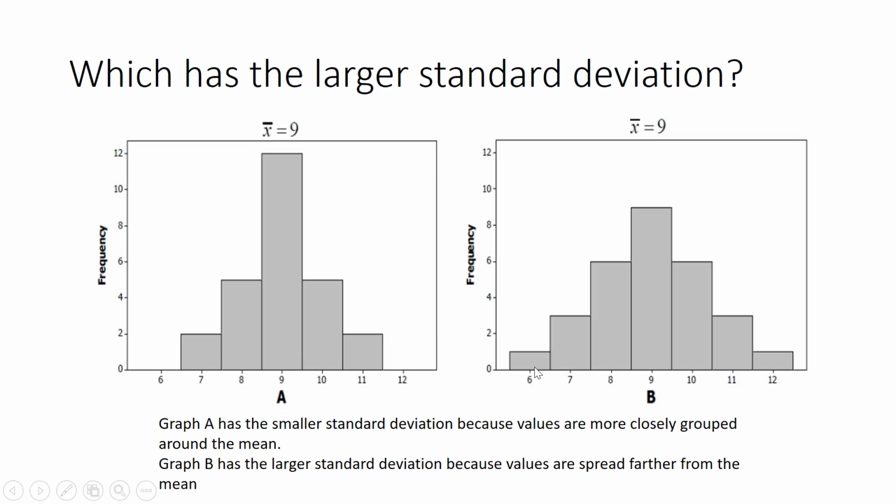And remember, our standard deviation is the average distance from the mean. So the average distance from the mean is larger in graph B than it is in graph A. Let's look at another example.